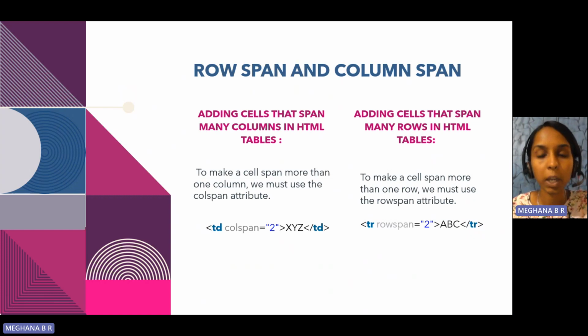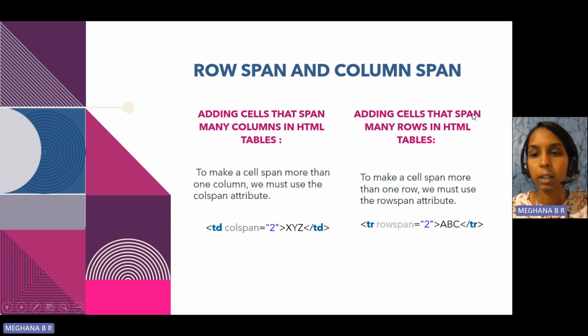Next is row span and column span. Adding cells that span many columns in an HTML table: to make a cell span more than one column, we must use colspan. The syntax is td colspan equal to 2, xyz, closing td. So colspan equal to 2 makes two columns as one column.